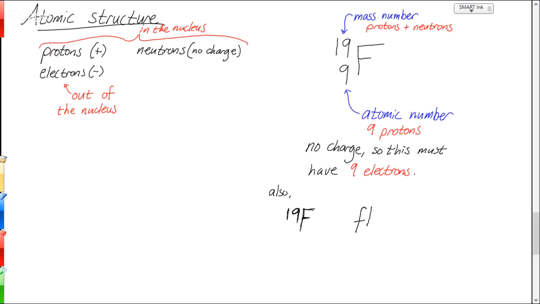Also, sometimes it's written like this. Fluorine 19. We do need to specify that 19 because there could be different other types of fluorine, fluorine 18, fluorine 20, whatever, that have different numbers of neutrons. But as long as we have that 19 there, we have all the information that we need.